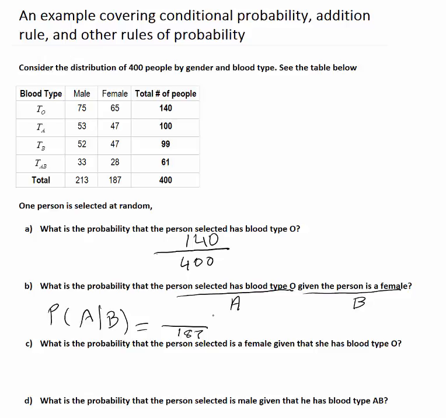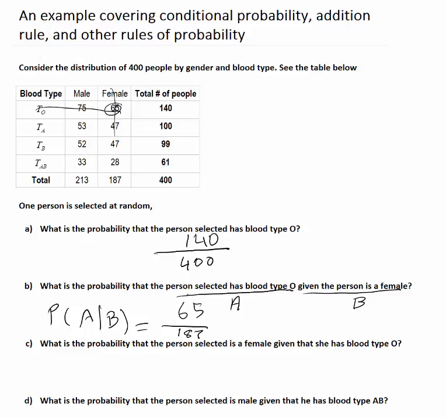Now, we want the person to have blood type O and be female. How many people have blood type O and are female? As you notice here, if I go there and here, they meet at 65, so it is 65. And that is the answer. The probability of A given B is 65 over 187. Okay, let's go to C.